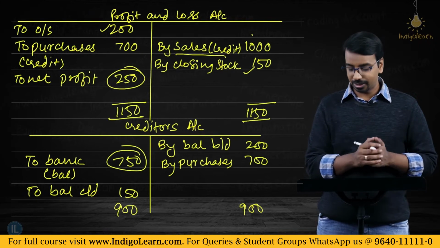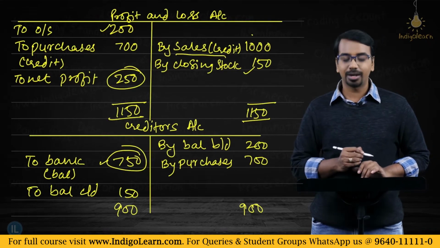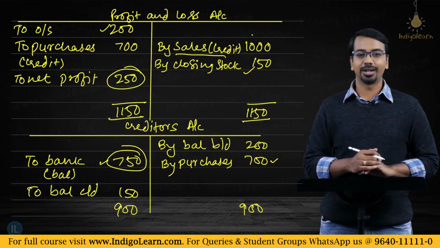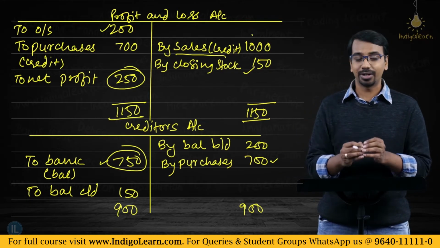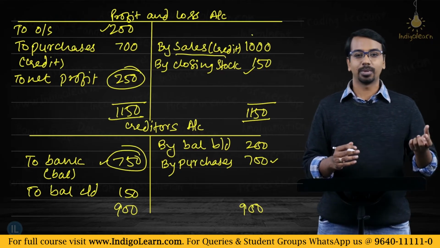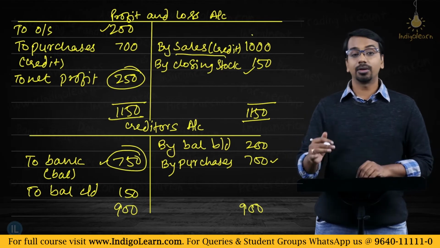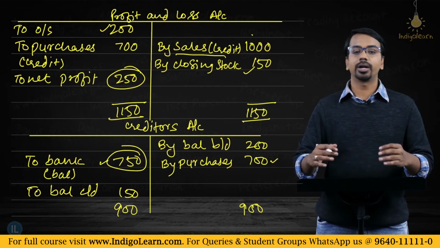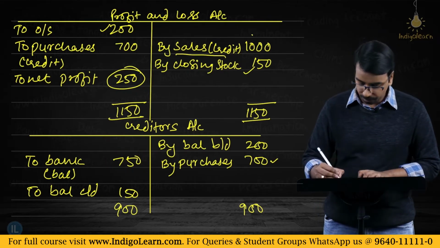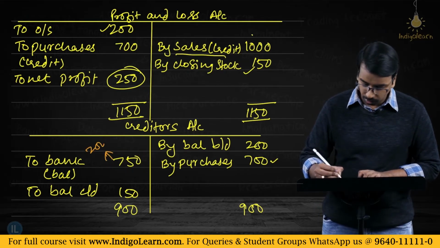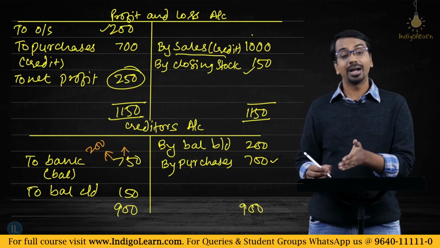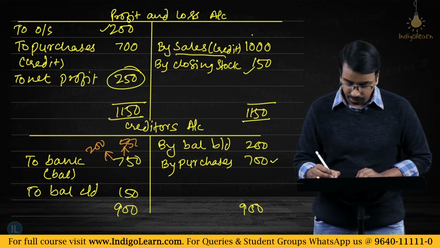Now, if you look at the creditors account, you actually paid 750. How much did you purchase? We made purchases of only 700. We have paid in total 750. Means we paid something also out of the opening balance. So, that is one way of looking at it. The other way of looking at it is the opening balance of 200 we have paid in full. So, the 750 comprises the opening balance of 200 and the balance part, that is 750 minus 200, 550 for the current period.